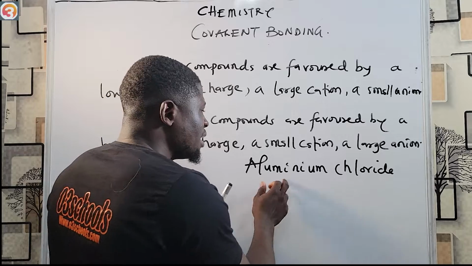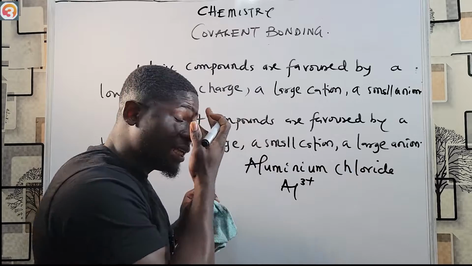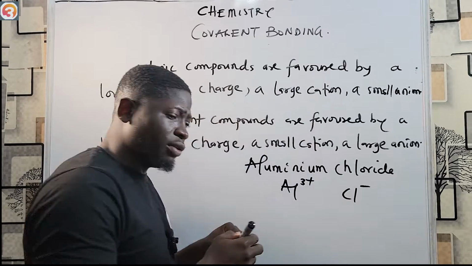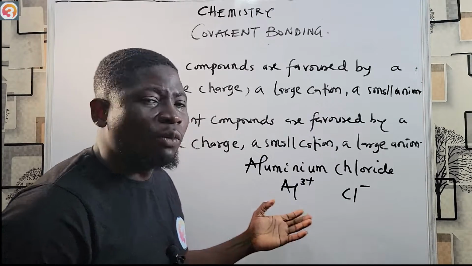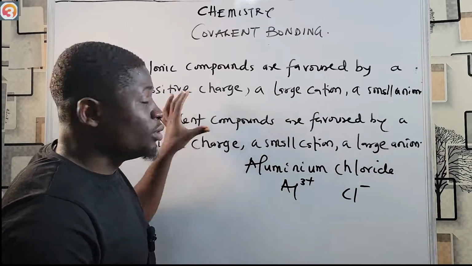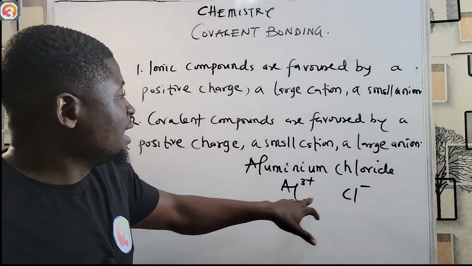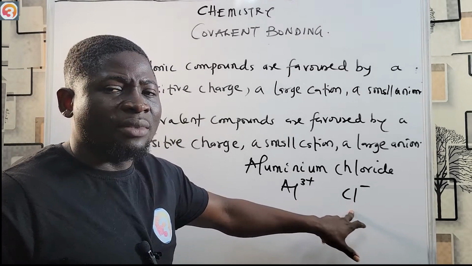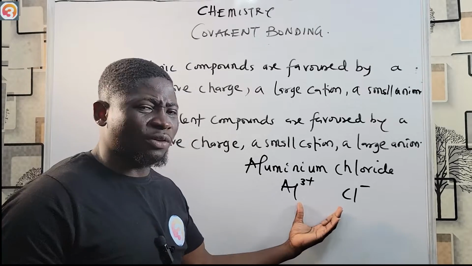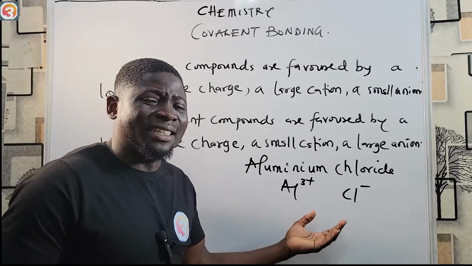Why? Because the charge on aluminum is very high, Al3+, and it has a massive anion. The chloride ion, the size is very, very massive. So this is why we cannot say aluminum chloride is ionic. Instead, using Fajans rule, covalent compounds are favored by a high positive charge, which is 3+, and a large anion, the chloride ion, a very big chloride ion. So with this, we see that aluminum chloride is not actually ionic, but it is covalent.